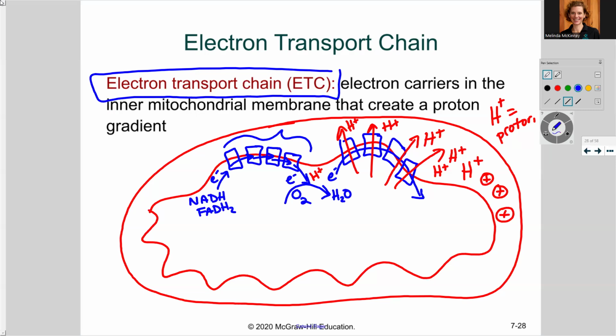The negative electrons join with the positive hydrogen ions. They join with oxygen. Here we go. We're going to make some water molecules. Hydrogen ions join with the electrons, join with the oxygen, making the water.